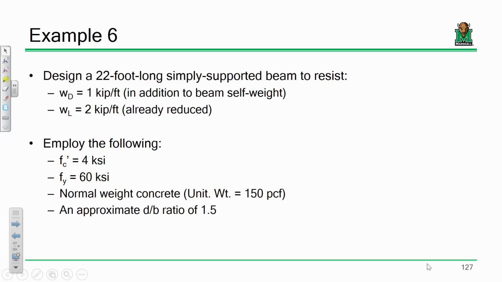We're going to use 4 KSI concrete, 60 KSI steel, regular old concrete with a normal weight of 150 pounds per cubic foot, and we're going to use an approximate D/B ratio of 1.5. So this dimension to that dimension is about 1.5.